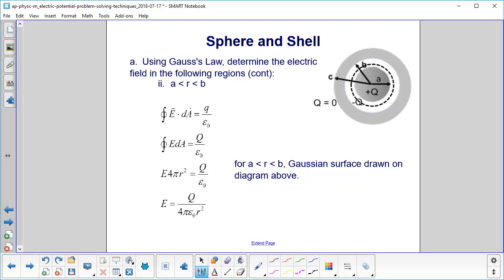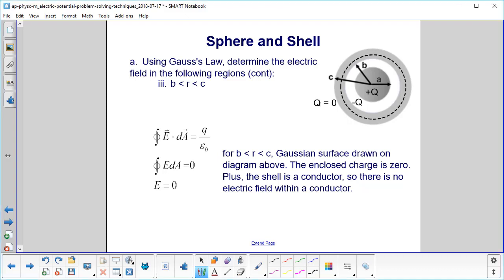Find the electric field between the sphere and the shell. We draw a Gaussian surface. Here's Gauss's law. We have E dot dA simplifies to E dA. We pull the electric field outside. We integrate over the sphere, and that's 4 pi r squared. Our enclosed charge is plus Q. That's the original charge on the sphere. So the electric field between the sphere and the shell is Q over 4 pi epsilon 0 r squared.